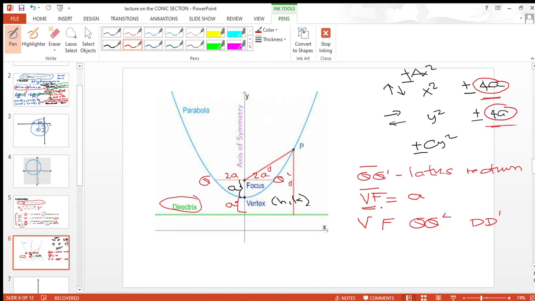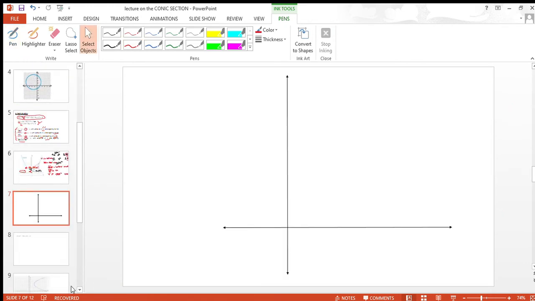Okay? And then the distance from the focus to one end of the latus rectum is 2A. 2A, that's it. Then the distance from the vertex to the directrix is also equal to A. So, we need that so we can draw our parabola.